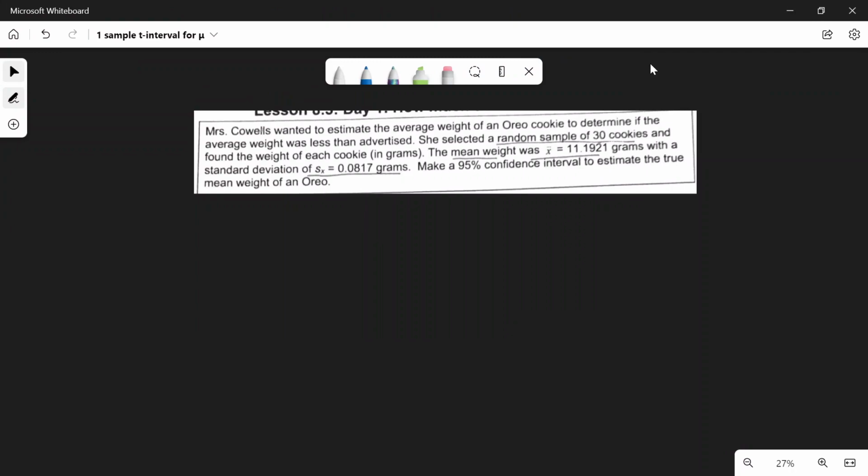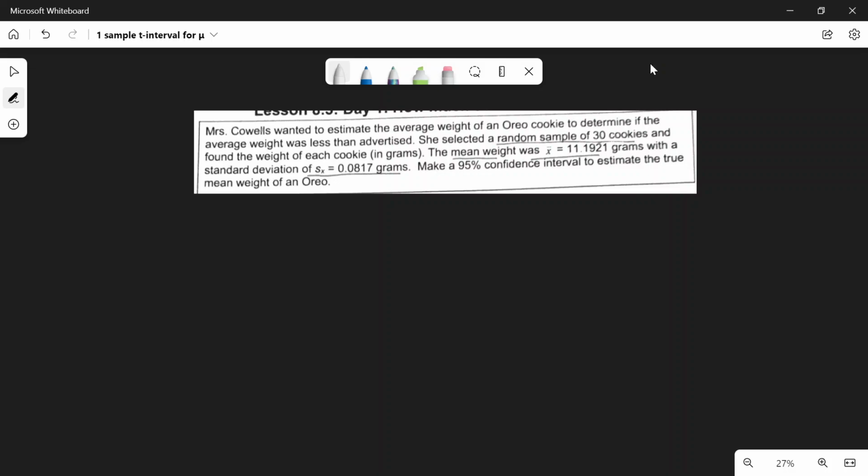Alright, so now I'm going to go over a one sample t interval for mean. You could also call it a one sample t interval for mu, which is that symbol right there, the mu. That's what mean is.